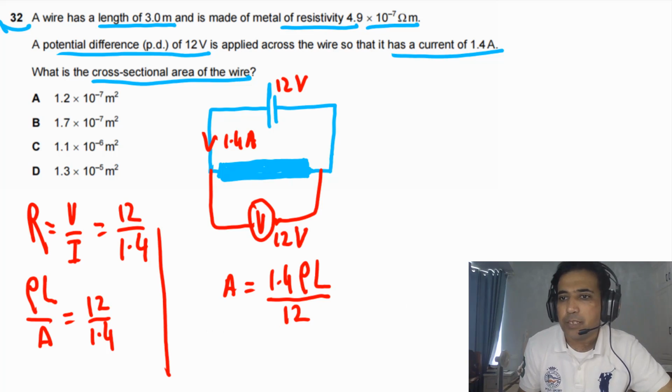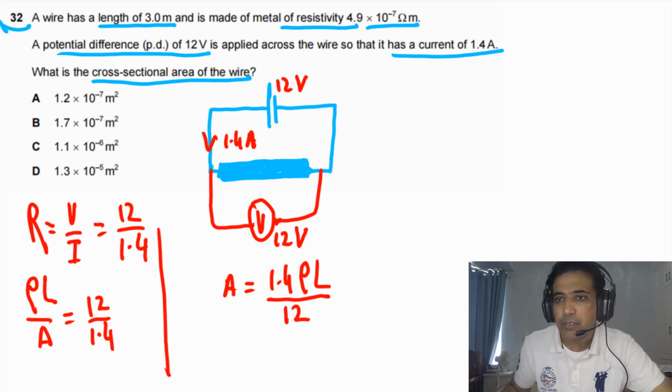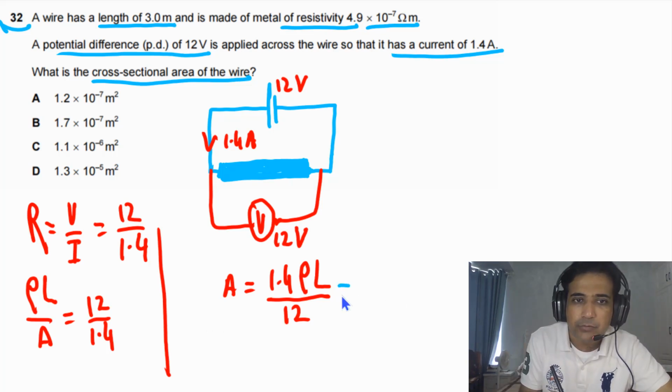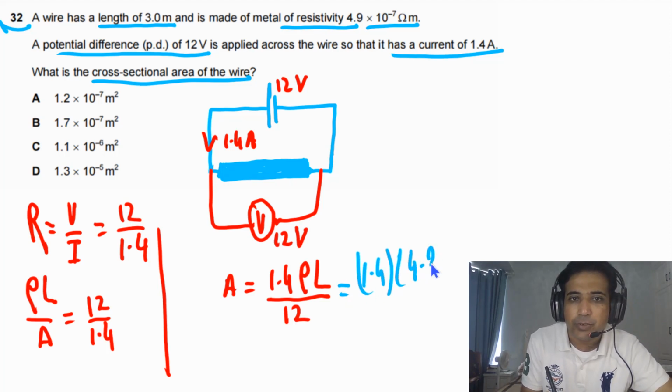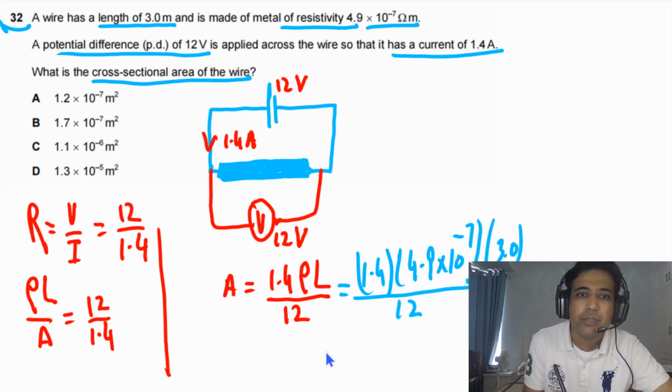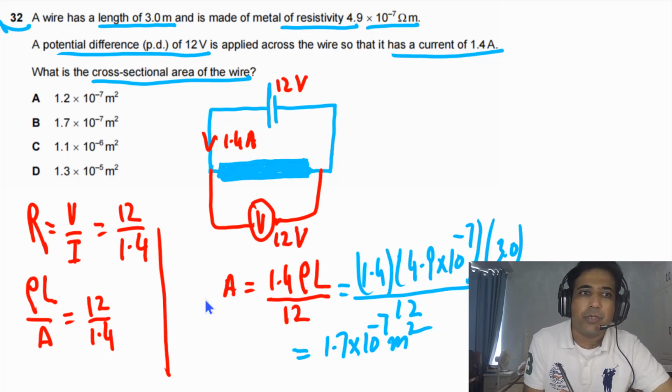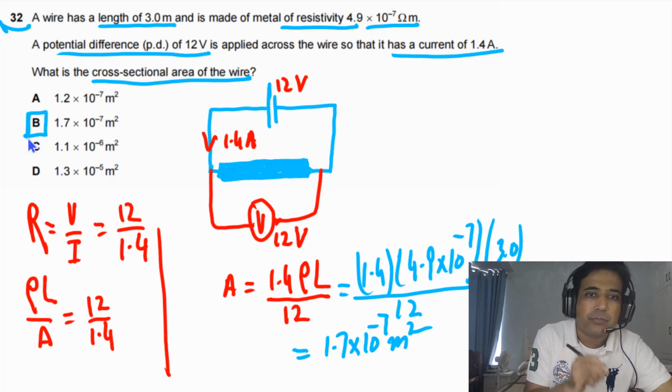Now simply we need to plug in values and we can find the value of A. It is given to us that resistivity is equal to 4.9 times 10 to minus 7, and the value of L is 3.0 meters, divided by 12. If we solve this, our final answer should be equal to 1.7 times 10 to minus 7 meters square. So the answer for this question is B.